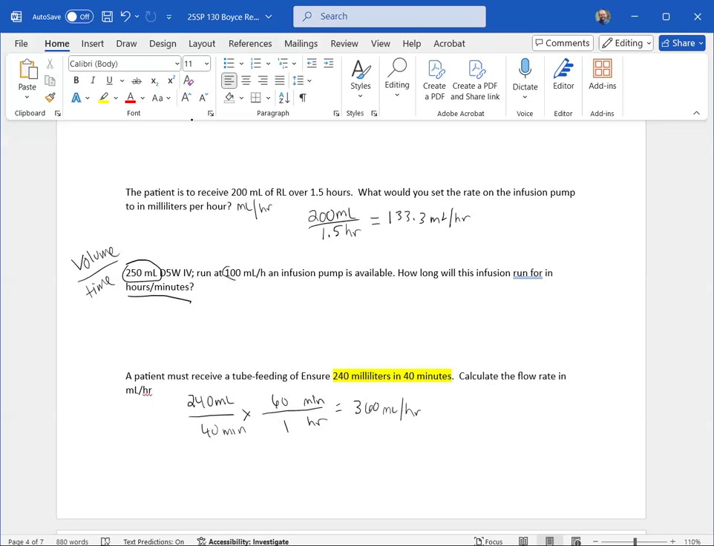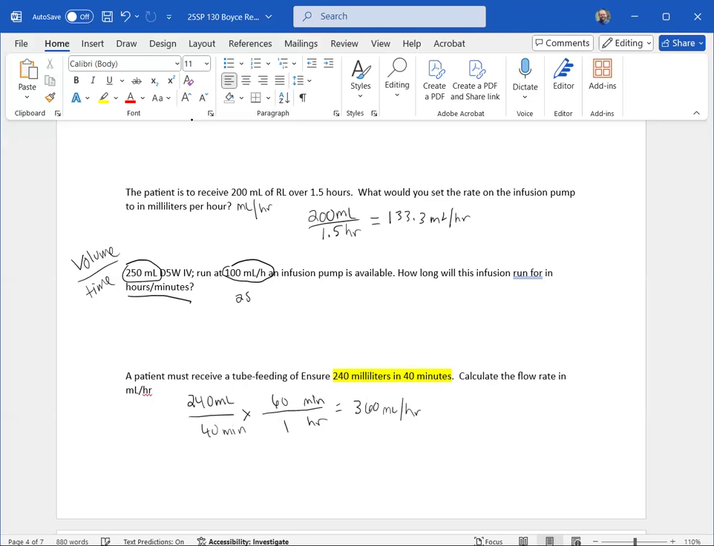And I can see that it's running at an infusion of 100 milliliters per hour. Okay, so we just want to know, when is this going to stop? You probably already look at this and you're like, well, it's going to run for 2.5 hours. You can kind of see that and rationalize that, but sometimes it's helpful just to at least write it out.